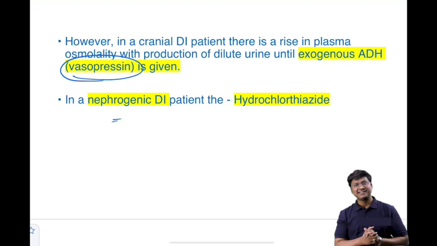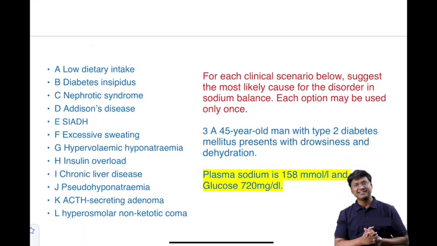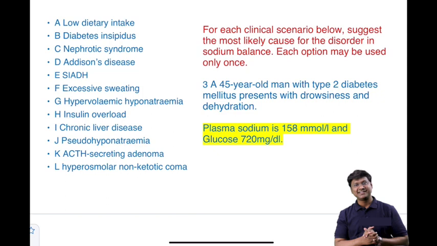And for nephrogenic diabetes insipidus, the drug of choice is hydrochlorothiazide. So to summarize, in patients with diabetes insipidus, they will have hypernatremia, urine osmolality is decreased, and serum osmolality is increased. That is what you will have in patients with diabetes insipidus.